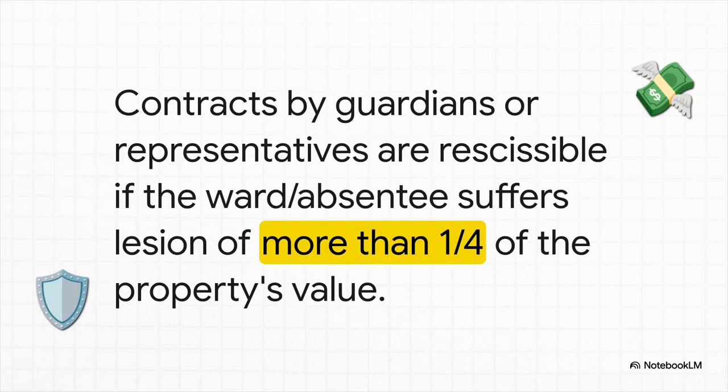So the first two, G and A, are all about protecting people who can't protect themselves. If a guardian makes a deal for their ward, or a representative acts for someone who's absent, and that deal makes them lose more than 1/4 of their property's value, the law steps in. That contract can be taken back to prevent that injustice.